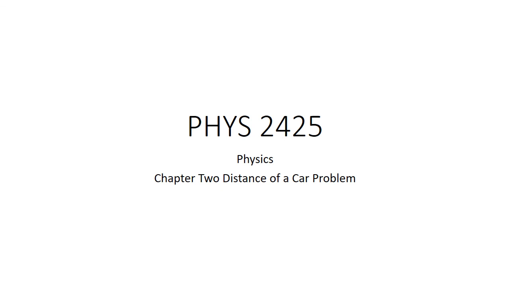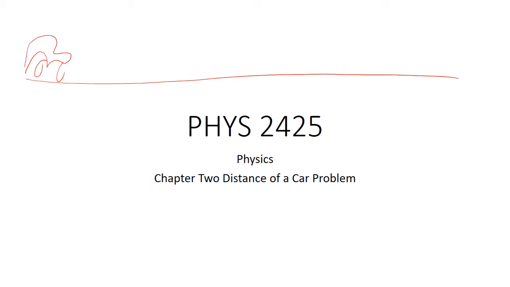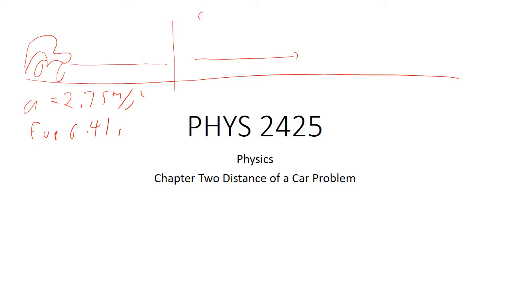So now let's consider a problem in which we have a car driving along a road. The car accelerates at constant acceleration. The acceleration is constant and is 2.75 meters per second squared, and it does this for 6.41 seconds. Then the car drives at constant speed.